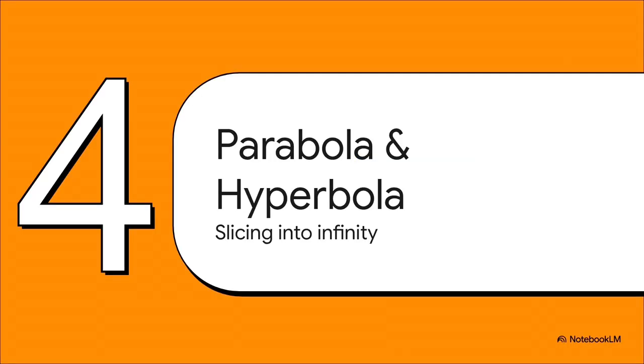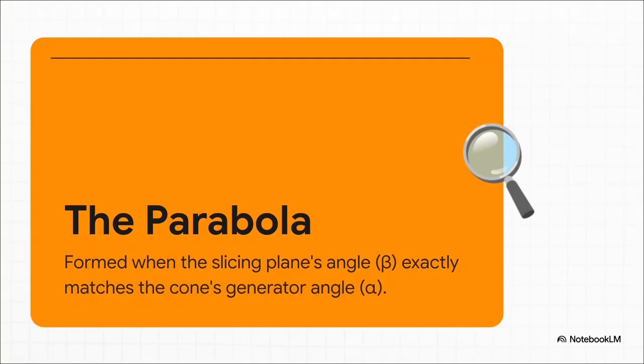Now we're going to get a little more dramatic with our slices. We're about to make some curves that are open. What does that mean? It means they don't loop back around. They just shoot off into infinity. This next one is all about precision. You have to get it just right.